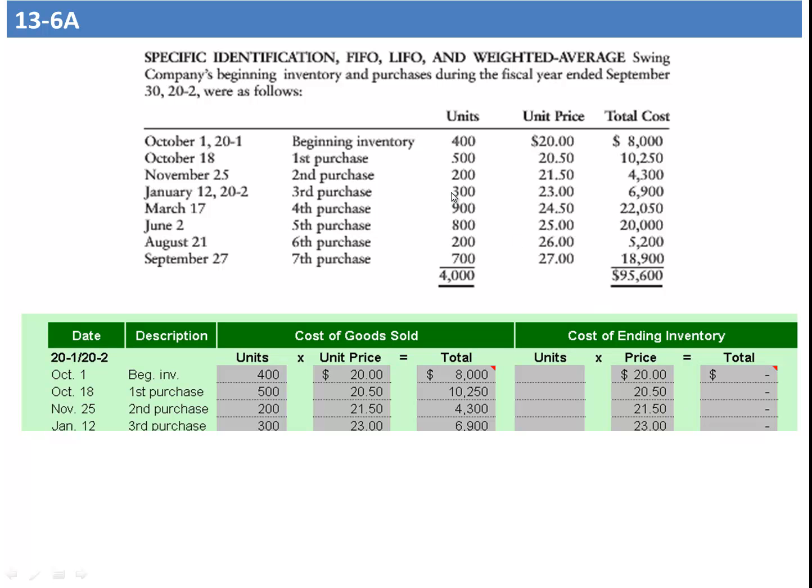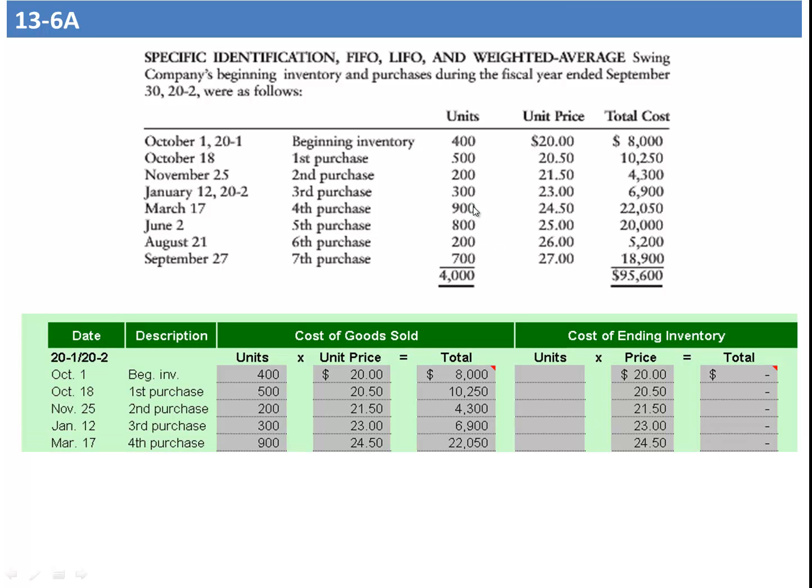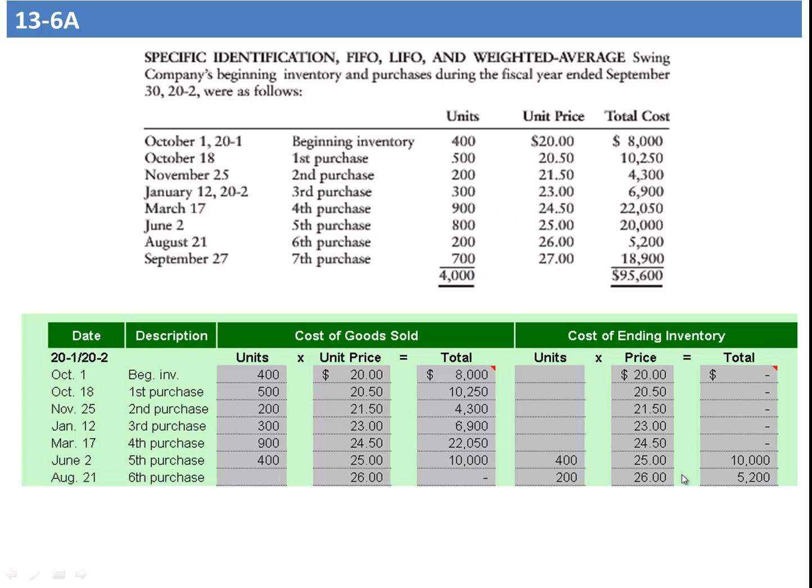And then we sold all 300 from our third purchase at $23 a piece, so there's nothing left of those in our ending inventory. And then on March 7th, the fourth purchase, we ended up selling all of those, 900, at $24.50 a piece, so none of that is in our ending inventory. And then on the fifth purchase on June 2nd, we only sold half of those items. So 400 of those go into cost of goods sold, and the other 400 go into the cost of our ending inventory.